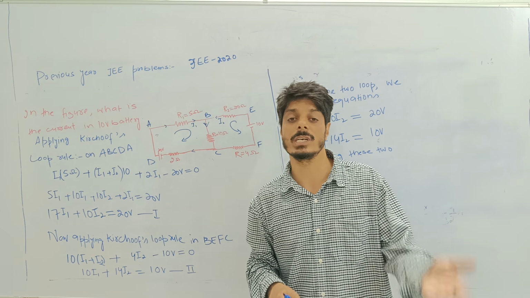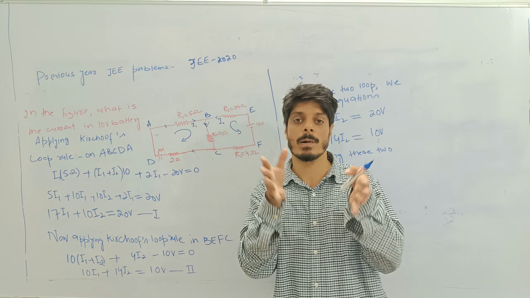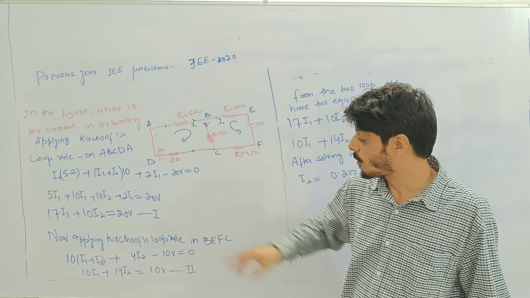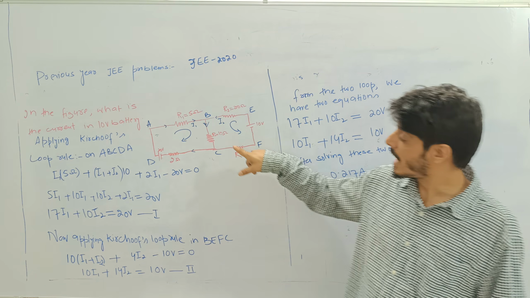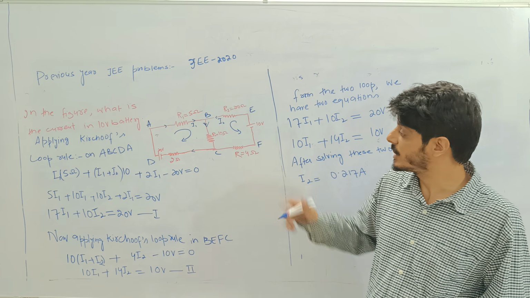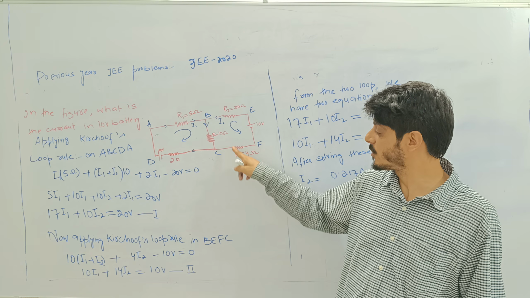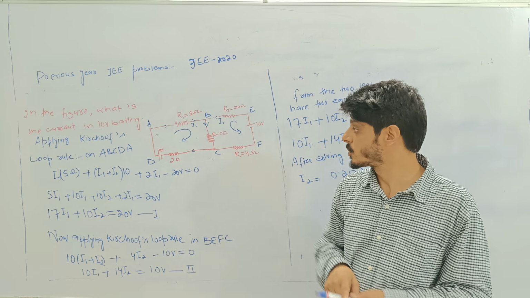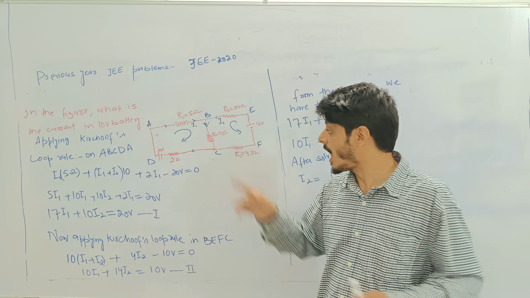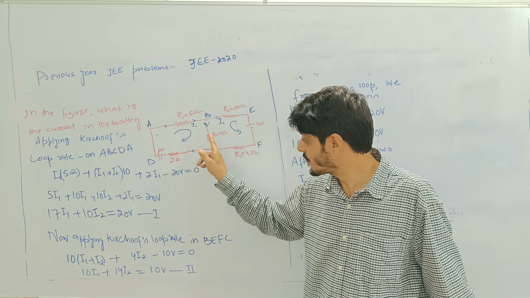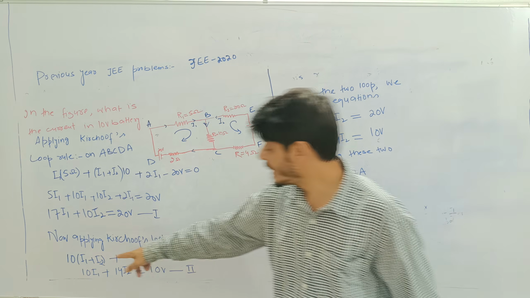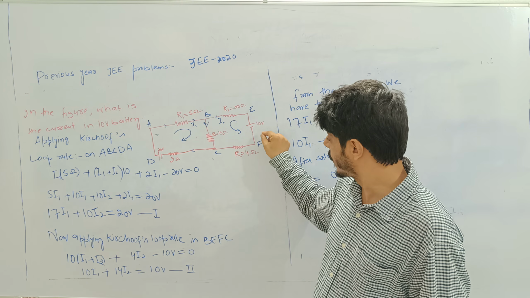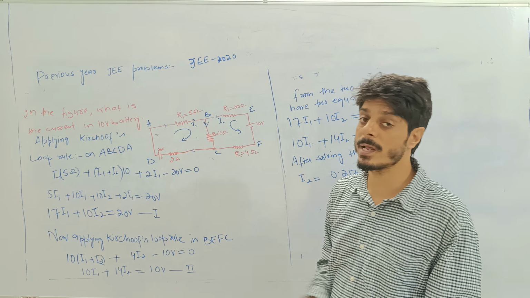We are applying Kirchhoff's voltage law, the algebraic sum of potential differences is equal to 0, and I have got this equation. Then I apply the voltage law in the other loop: I2 into 10 ohm, plus, since two currents are going through this resistance, I1 and I2, the potential across it is (I1 plus I2) into 10 ohm, plus 4 into I2, minus 10 volt.